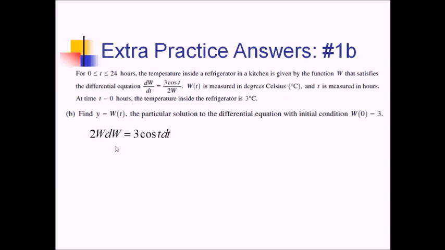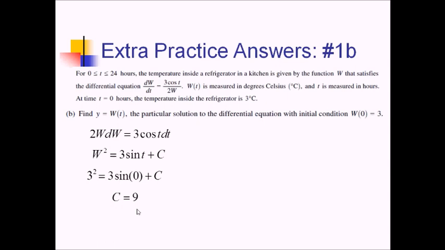Now for my antiderivatives, this is going to be W squared on the left side. On the right side, this becomes 3 sine of t plus c. Now I have to plug in my initial conditions, 0, 3. So I've got 3 squared on the left, and 3 sine of 0 plus c on the right. Well, sine of 0 is just 0, so we really just have c on the right side. So c then equals 9.